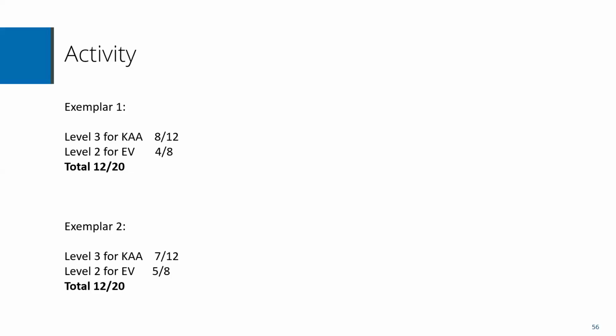Example 2, the longer one that has several pages, still ends up with 12 out of 20. Remember, it's not about the quantity that is written. It's scoring those marks slightly differently though. It's still the same levels, but this time it's 7 out of 12 for the knowledge, application and analysis. It's not quite as strong as that first example. However, the evaluation, although it's still level 2, is slightly stronger than the first example.